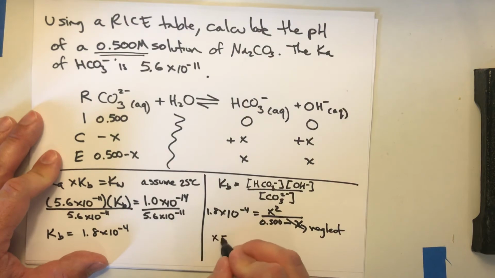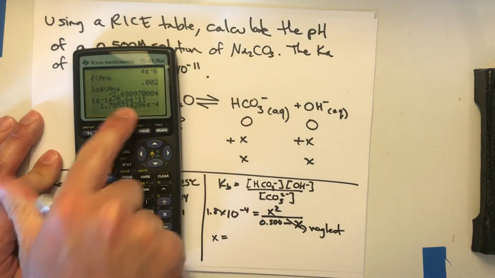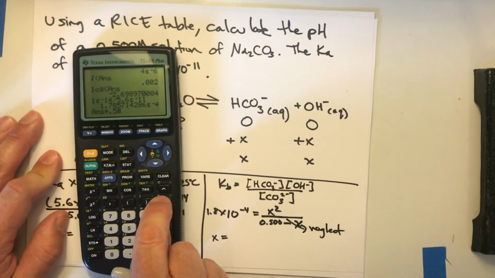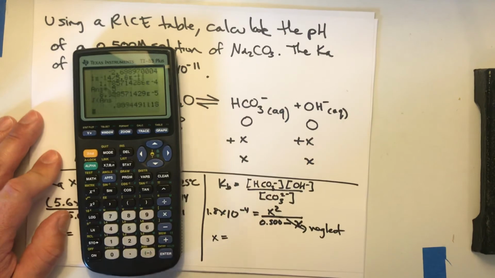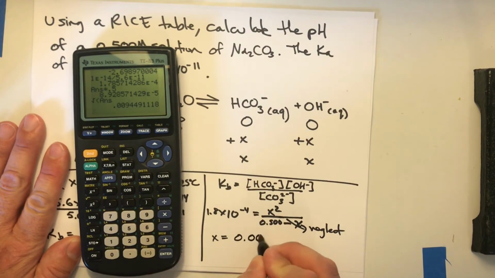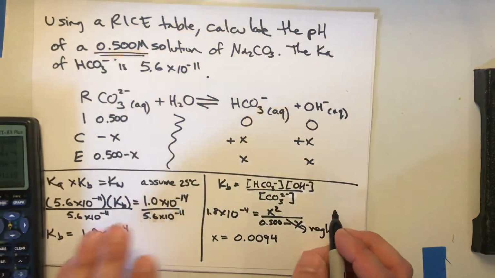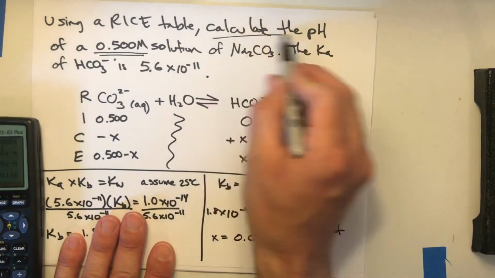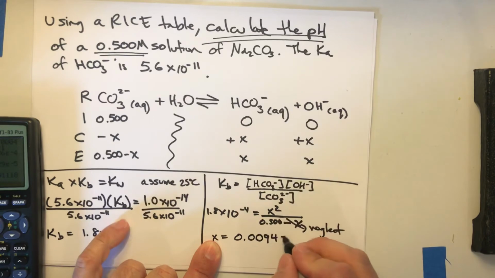So when we plug all this in, we're going to get that x is equal to the square root of our Kb times 0.5. Okay, so x comes out to be 0.0094. And the question we were actually asked for way back at the beginning was to calculate the pH. Well, our x here is actually our hydroxide concentration.